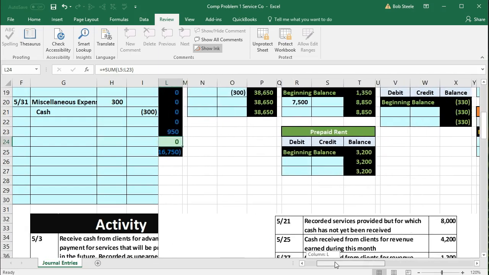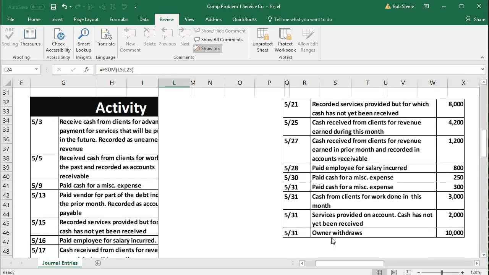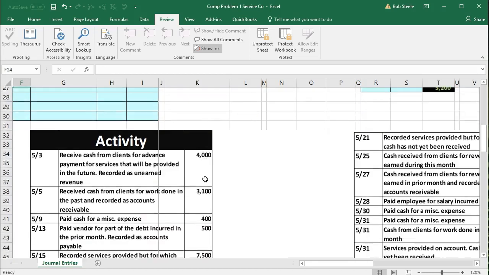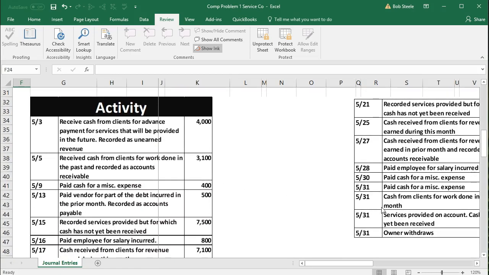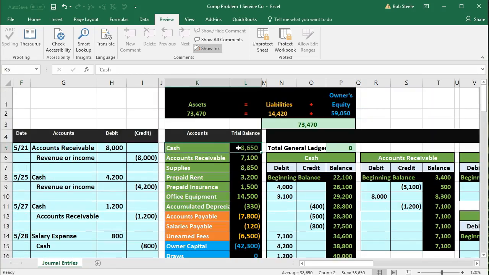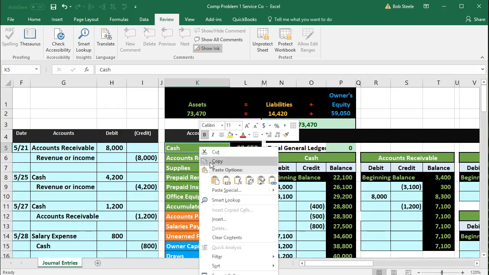Next transaction. We've got 531 cash from clients for work done in this month. So we're going to say 531. Is cash affected? We're going to say yes. It says cash was received from clients. Is that correct? Cash from clients, yes. So we're going to say cash is a debit balance. We're going to make it go up by doing the same thing to it, which in this case is another debit. So we'll copy the cash.